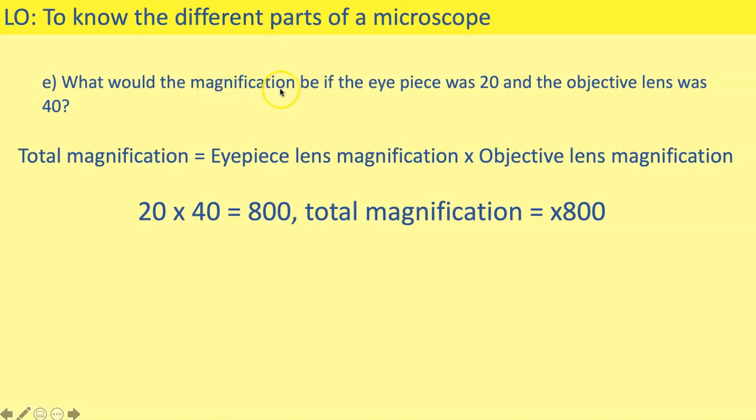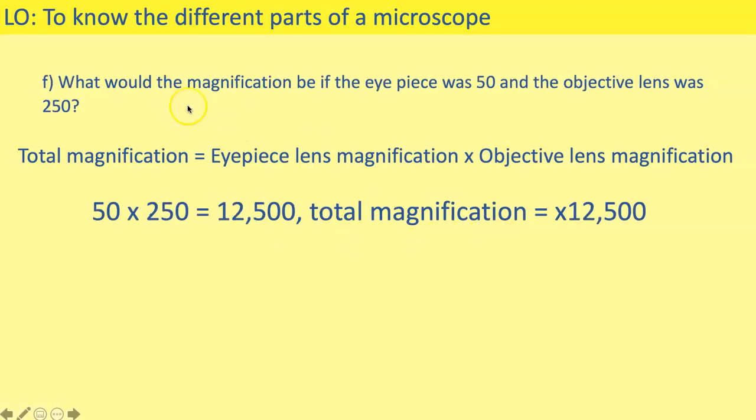E is another magnification question. This time the eyepiece lens is 20 and the objective lens is 40. So if we put that into our equation, we have eyepiece at 20 and objective at 40. So 20 times 40 equals 800. So this means that the total magnification of the microscope is times 800.